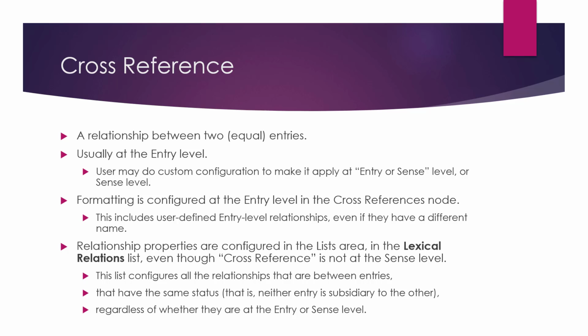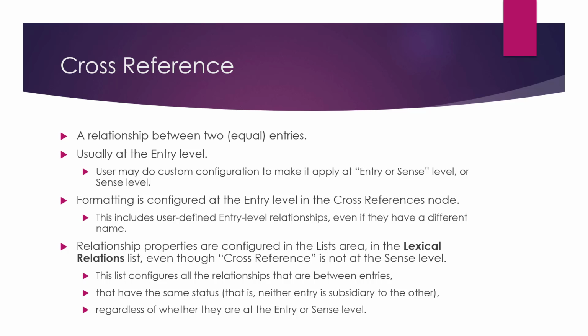Now, to format it, it's important to remember that this is at the entry level. So when we're in the Configure Dictionary dialog, we need to go to the entry level and look for the cross-references node. For lexical relations, we look for the lexical relations node at the sense level. For cross-reference, we look for the cross-references node at the entry level. And this includes other relationships that the user may define that are also entry to entry, even if the user has given it a name other than cross-references. You still go to the cross-references node.